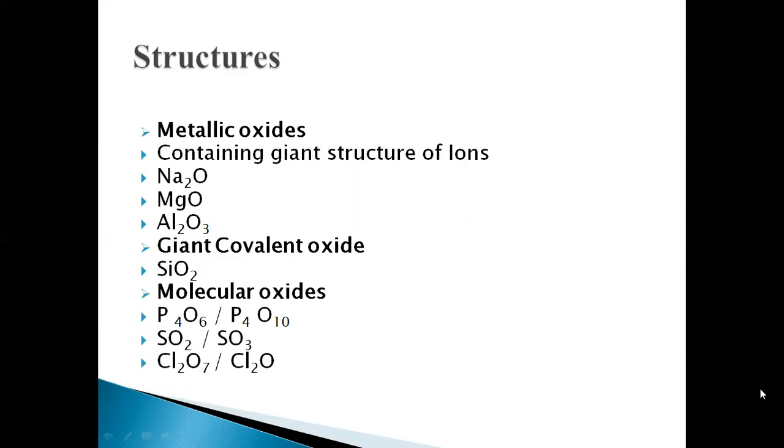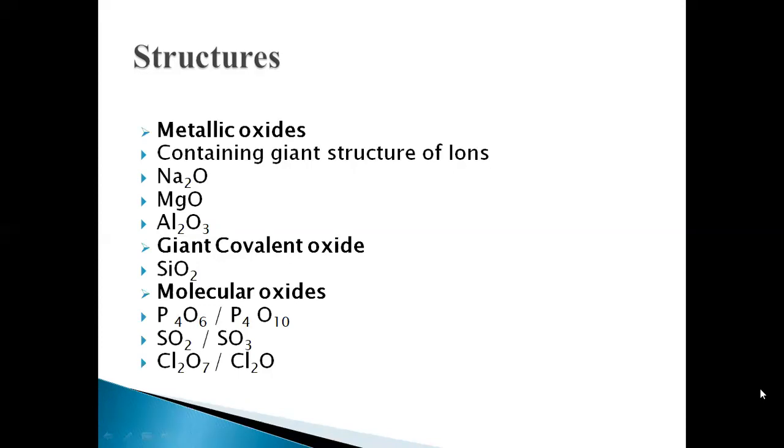Then as we move towards group 4, we have silicon oxide, which is a giant covalent oxide. We will later study all of the important properties of this according to the structure in our next part. Then we have molecular oxides. Molecular oxides are formed from molecules, including phosphorus, chlorine, and sulfur. These all, when they react with oxygen, form molecular oxides. There may be one or two types, but these are all molecular oxides because they are formed by molecules of phosphorus, molecules of sulfur, and molecules of chlorine.